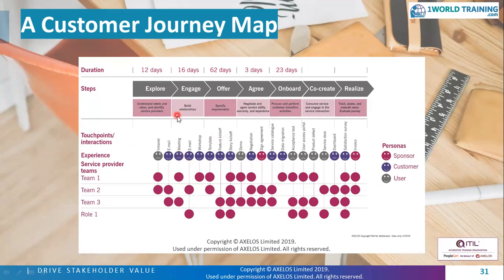If you look at, for example, the engage step, the meeting in which the customer is involved, their experience is neutral. They have been involved with team 1 and team 3 of the service provider. On the other hand, we look at the signing of the agreement by the sponsor during the agree step of the journey. They have engaged with team 2 and team 3 of the service provider, and their experience is a happy one. And here, if you look at this one, user access portal for the co-creation. And this is the user's experience, wherein they have interacted with team 1, team 3, as well as role 1 of the service provider, and their experience is quite poor.